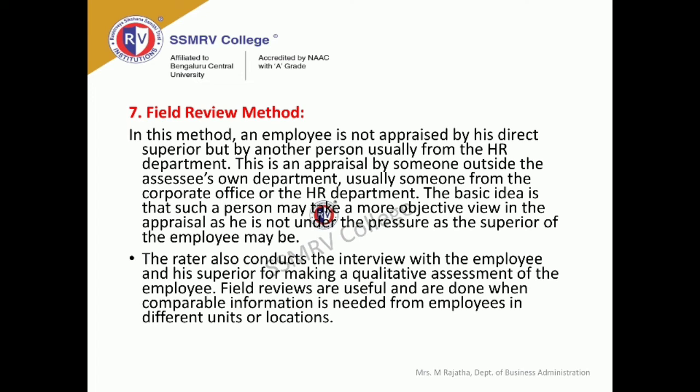Seventh one, field review method. In this method, an employee is not appraised by his direct superior but by another person, usually from the HR department. This is an appraisal by someone outside the assessee's own department, usually someone from the corporate office or the HR department. The basic idea is that such a person may take a more objective view in the appraisal as he is not under the pressure that the superior of the employee may be.